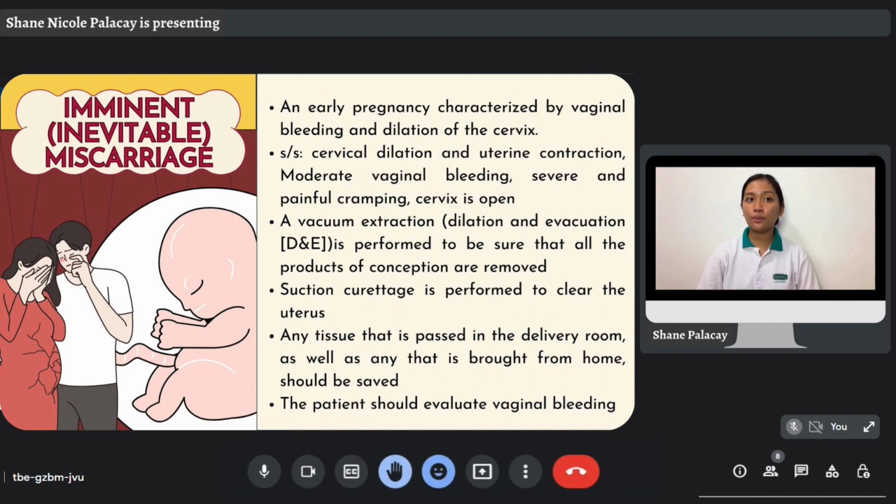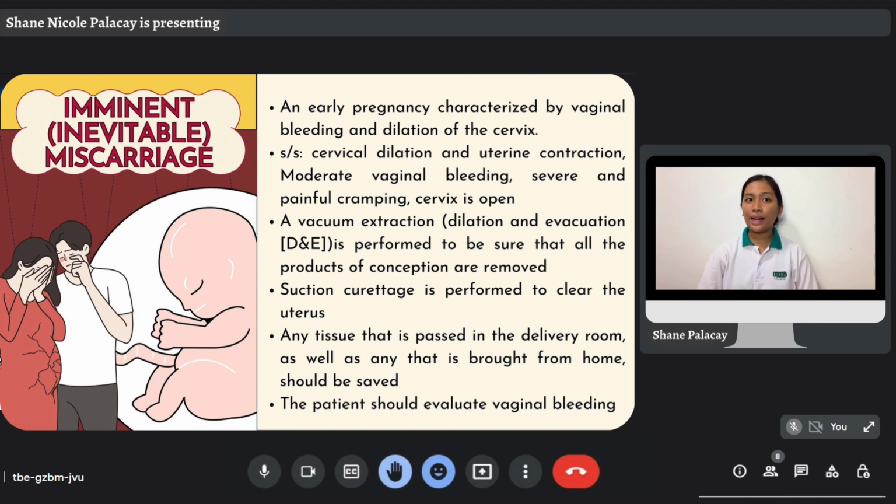The signs and symptoms are cervical dilation and uterine contraction, moderate vaginal bleeding, severe and painful cramping, and the cervix is open. For the management, vacuum extraction, dilation, and evacuation, or D&E, is performed to be sure that all products of conception are removed if there are no fetal heartbeats heard and an ultrasound reveals an empty uterus or an unviable pregnancy. Suction curettage is performed to clear the uterus and avoid any potential issues like infection.